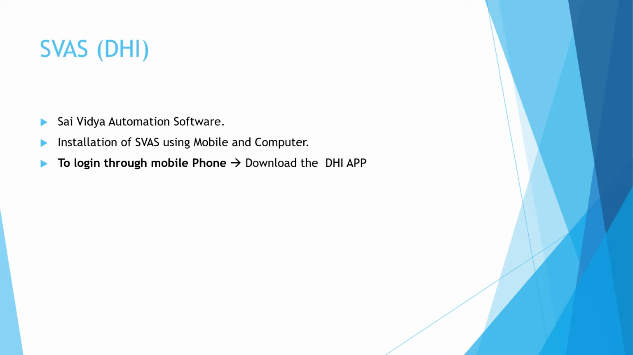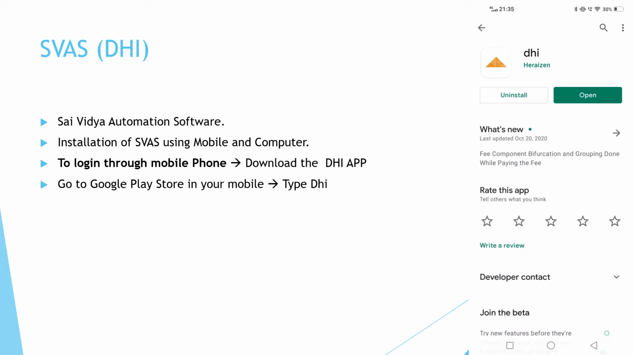To log in through the mobile phone, download the DHI app. To download the DHI app, go to Google Play Store in your mobile, type DHI. Then try to install this particular DHI app to your mobile phone.